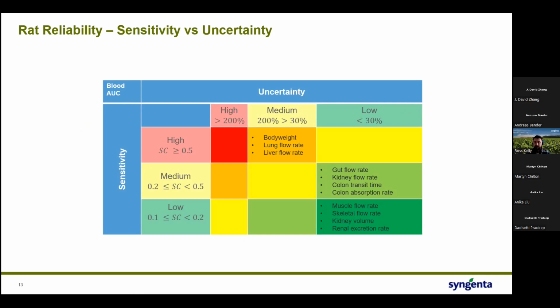And then using the previous intra-species variability simulations, we can calculate an uncertainty metric, which uses the median and the 95th percentile results following some Monte Carlo simulations. So this gives us our uncertainty sensitivity matrix. And the key here, as always, is that if we have highly sensitive parameters that are also uncertain, then the reliability of the model is questionable, particularly with risk assessment. So gladly we didn't have either of those.